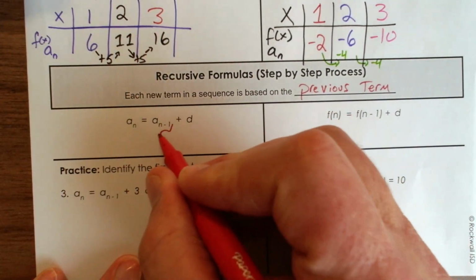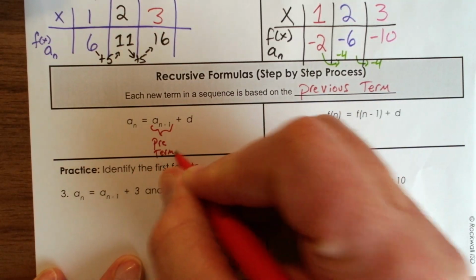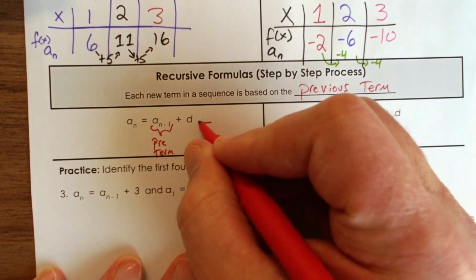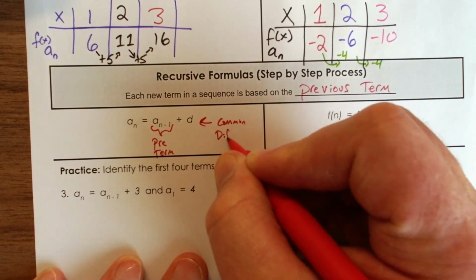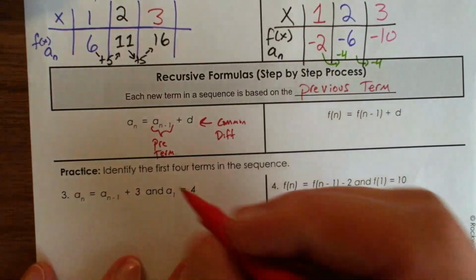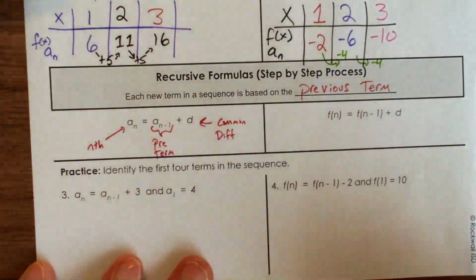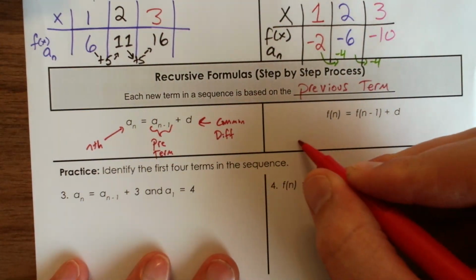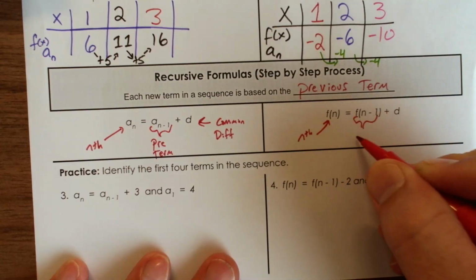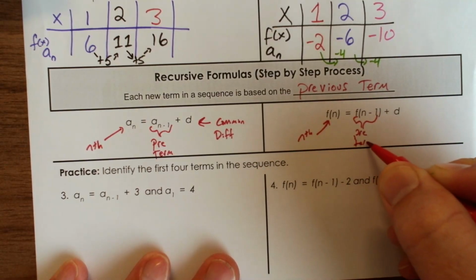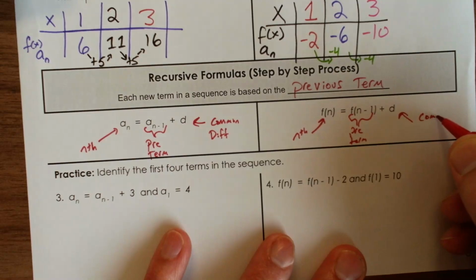So this is the previous term. This is that common difference, kind of how much it's changing by. And this is called the nth term, the term that we're looking for. Same thing here. This is the nth term. This is the previous term. And this is the common difference.